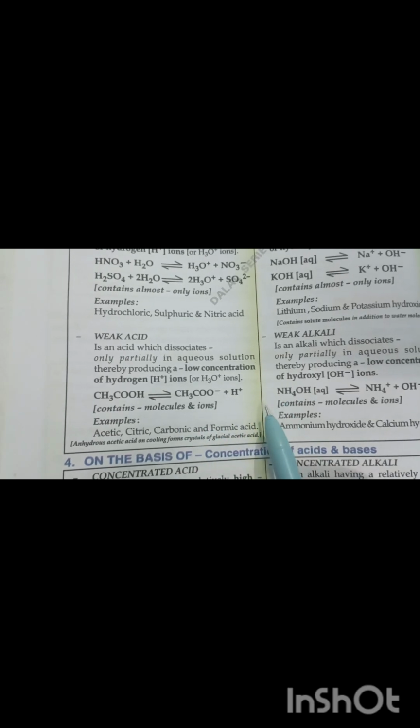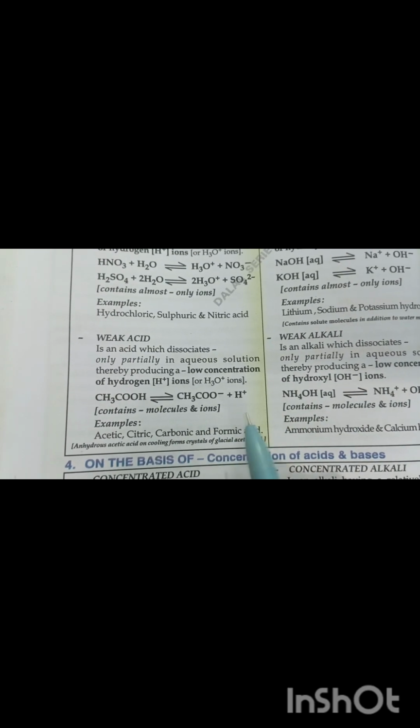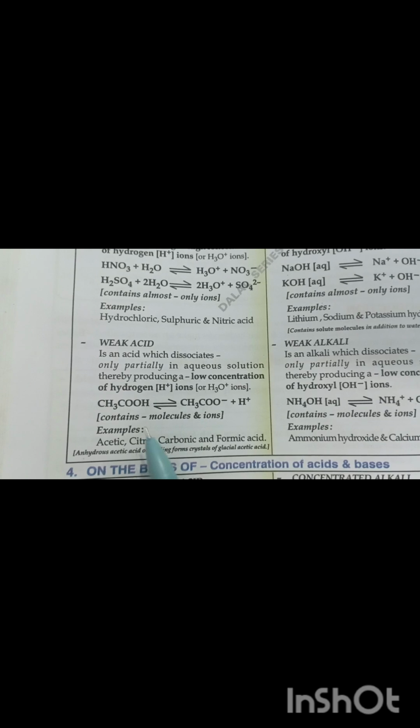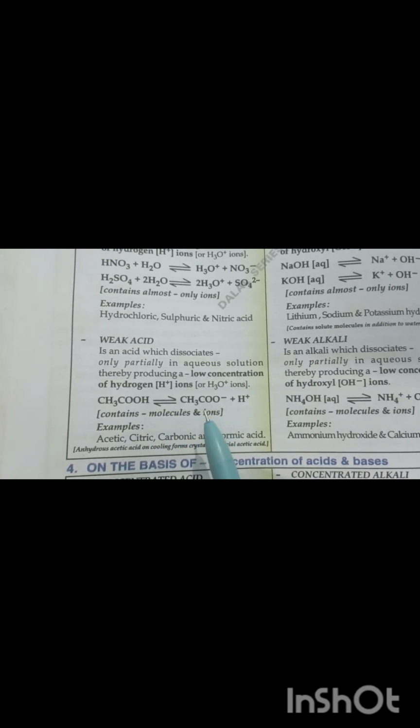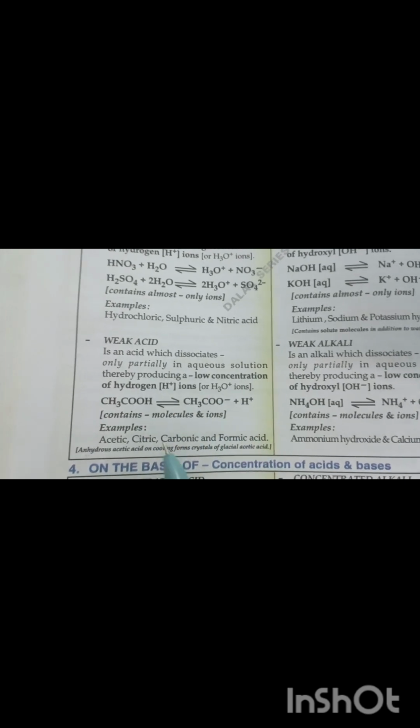Acetic acid is a weak acid because it is an organic acid. Acetic acid is found in vinegar. It will dissociate into CH3COO minus, that is the acetate ion, and H plus. This H plus will react with water and form hydronium ion. Now its aqueous solution will contain molecules as well as ions: ions, that is the dissociated ones, and molecules, the undissociated molecules of acetic acid.